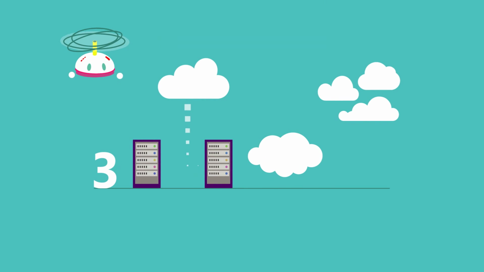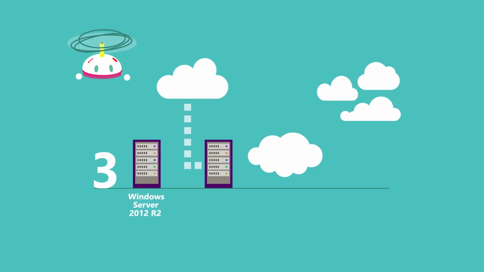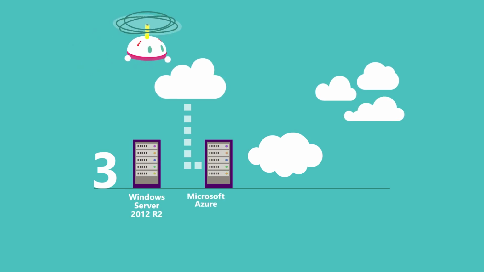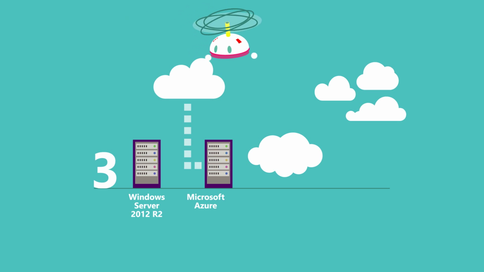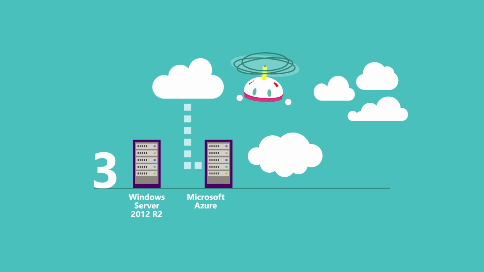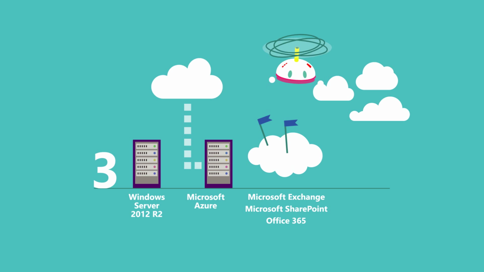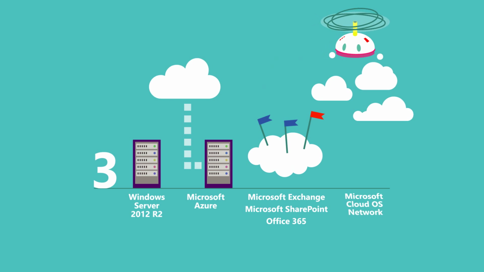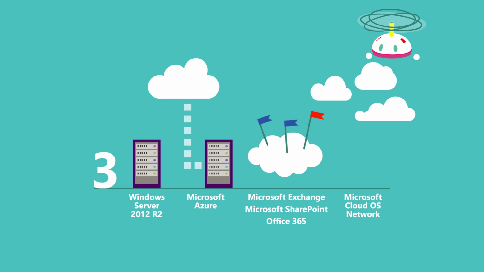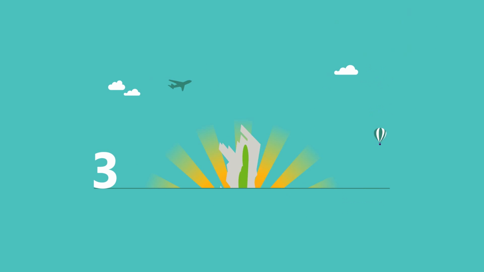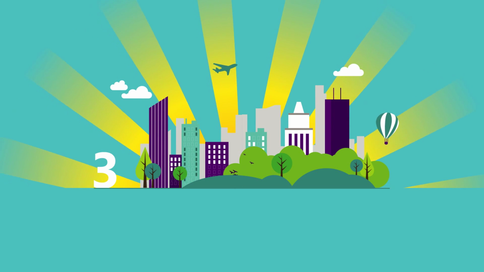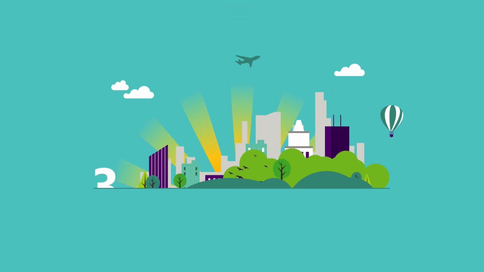Third, target the destination. Choose from Windows Server 2012 R2 in your data center, Microsoft Azure for cloud flexibility and infrastructure and software services, Microsoft Exchange, Microsoft SharePoint and Office 365 for enhanced productivity, and the Microsoft Cloud OS network if you prefer a hosted solution. Together, these technology options provide access to a rich set of features and capabilities to meet business requirements.